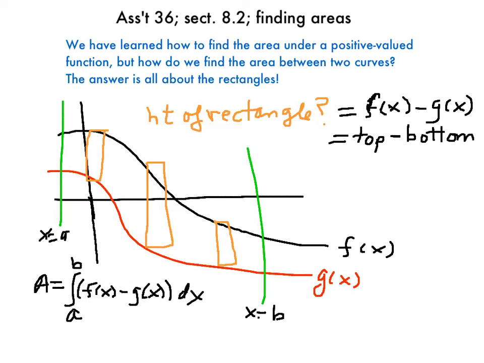In the case where functions might change which one is on top and which one is on bottom, you have to find where that point happens. And there'll be plenty of examples like that. But this is the heart of the whole problem, just looking at the top minus the bottom and then integrating. So off we go to some examples.